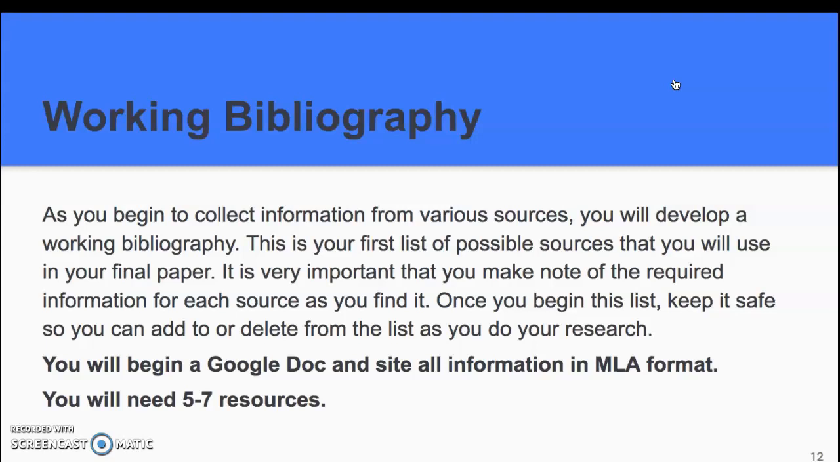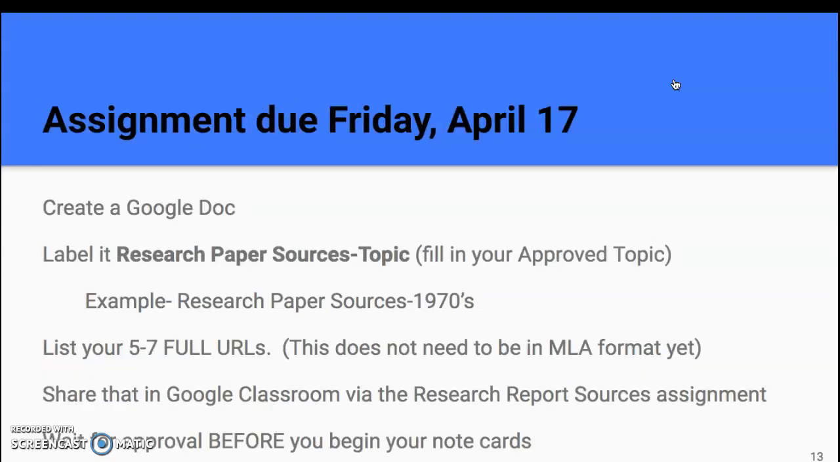You will need 5 to 7 resources. 5 would be the minimum you can have, and 7 would be the maximum. So for this Friday, April 17th, you are going to create a Google Doc. You are going to label that Google Doc research paper sources and then fill in whatever your topic is. So the 1970s was my example. You're going to list your 5 to 7 full URLs.